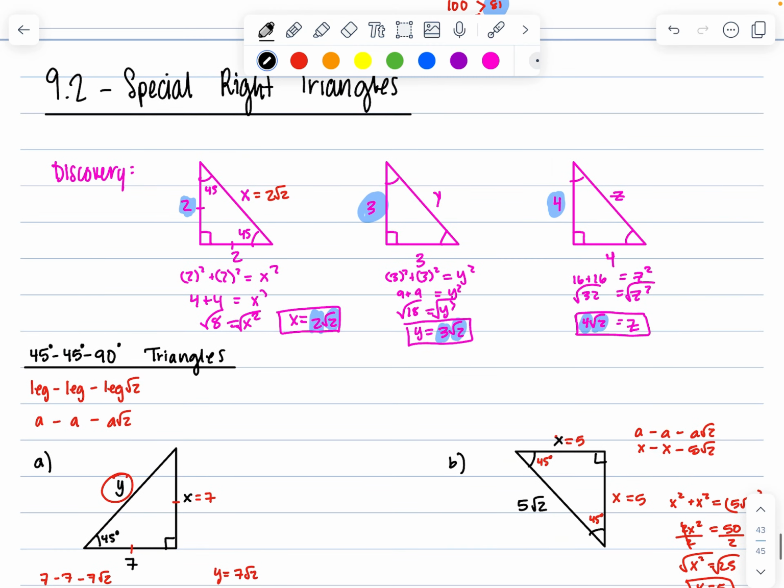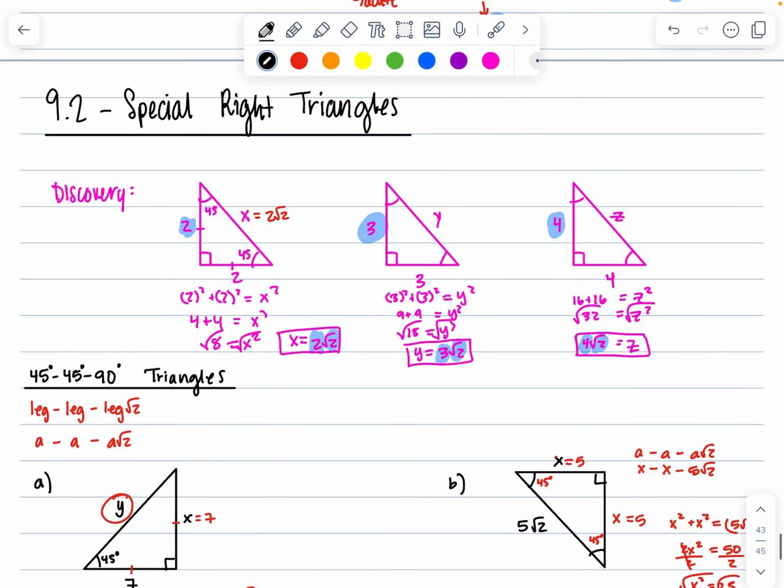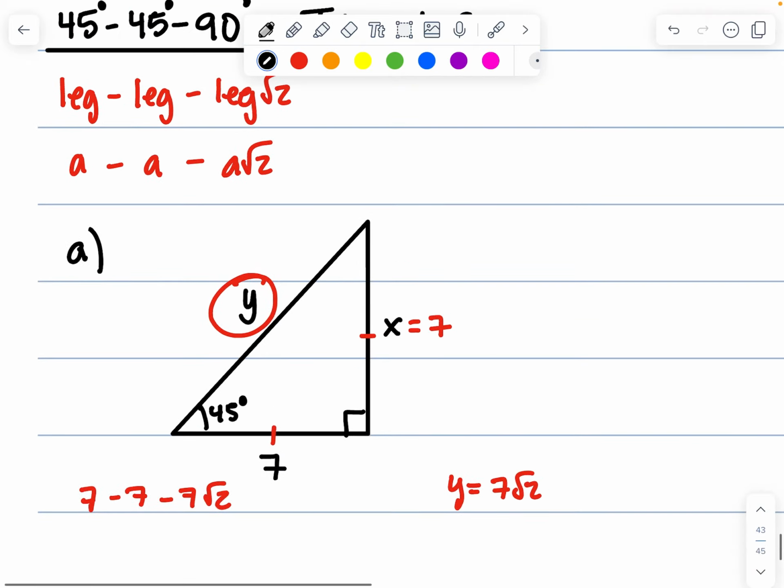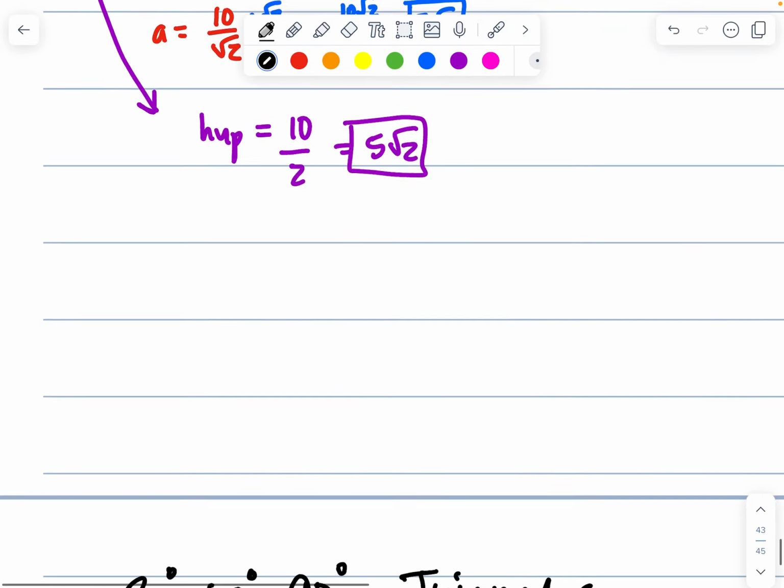Last time in the video, we talked about 45, 45, 90. The pattern always follows leg, leg, leg root 2, or A, A, A root 2. The variable is interchangeable, just as long as you know which one's the leg and which one is the hypotenuse, you're in relatively good shape to solve for all of the missing sides.